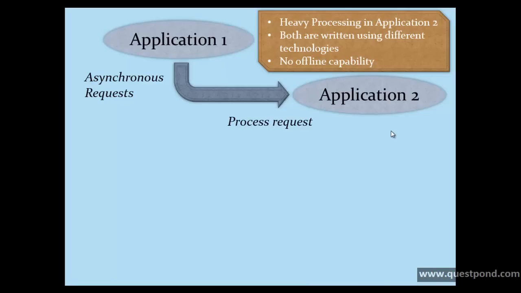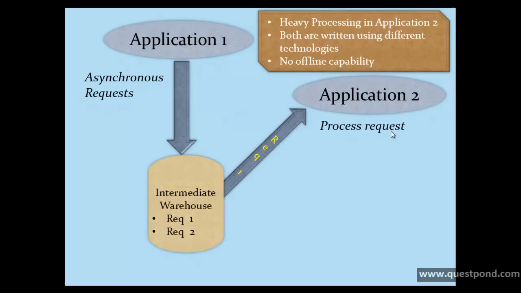Now we can overcome this problem by introducing an intermediate repository or a warehouse between application 1 and application 2. Application 1 and application 2 will not talk to each other directly. Rather, application 1 asynchronously pushes its data to this intermediate warehouse and application 2 starts retrieving those requests or data one by one from this intermediate warehouse. Now this intermediate warehouse can be a database, can be an Excel file, text file, anything of your choice.